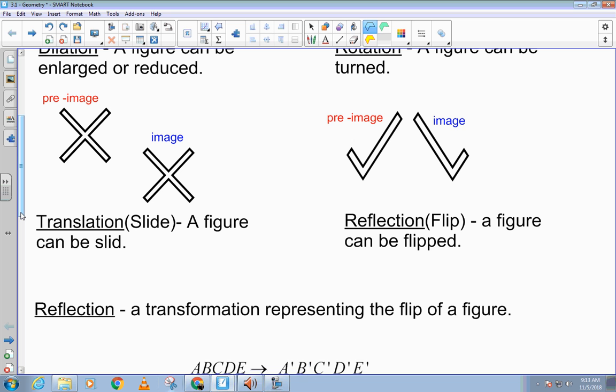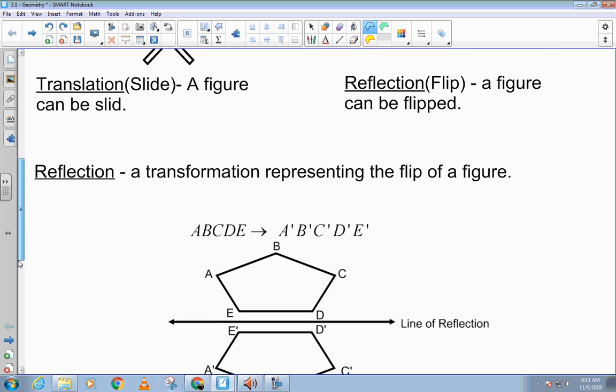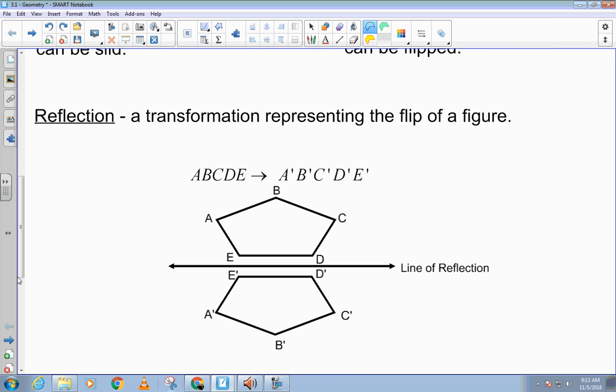And then the last one is a reflection or a flip. Okay, that's where it takes the pre-image and it reflects it through a line of reflection. Okay. All right. So that's what we're going to talk about today: reflection, a transformation representing the flip of the figure. All right. So this right here is showing ABCDE, which is my pre-image. And it's going to map it onto A prime, B prime, C prime, D prime, E prime, which is my image. So the pre-image is what you start out with, the image is what you end up with.